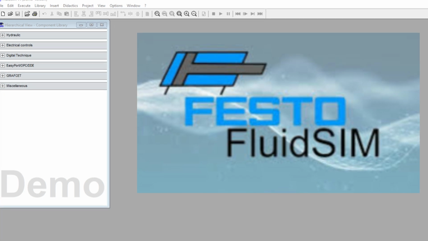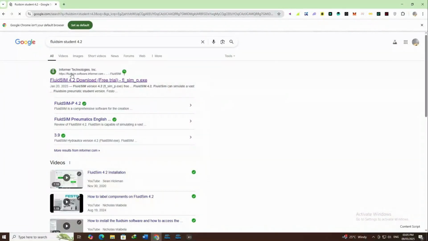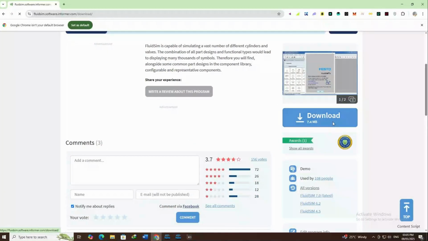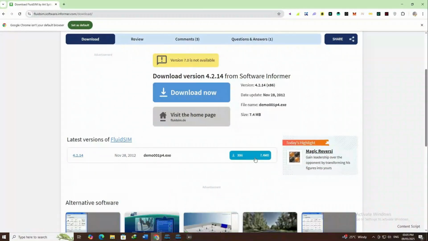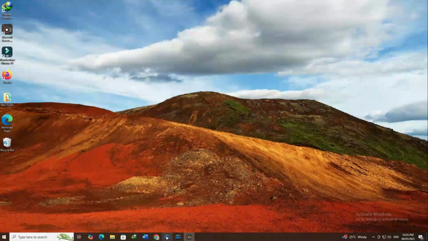This setup you can get freely on Google. We write here FluidSIM. Okay, FluidSIM simulations. You can get it directly from Google, so we can download and operate this one. Okay, let's go.